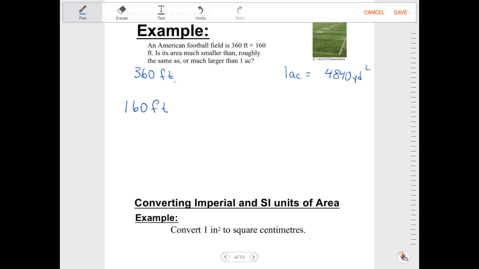So I'll tell you what. How do we go from feet into yards? Well, it says right there that 1 yard is 3 feet. So long story short, divide by 3, and that will give you your number of yards.